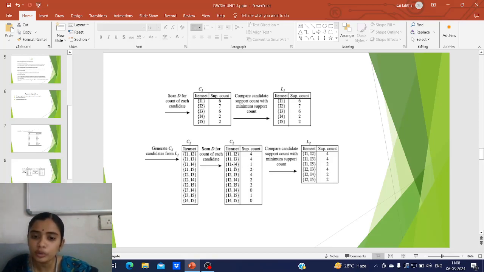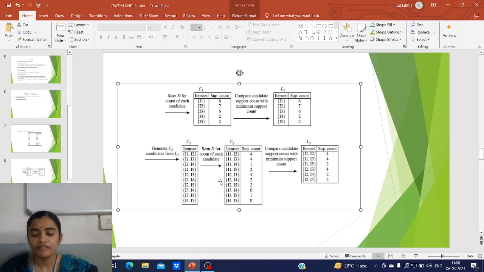Simply you have to prune these item sets, and whatever item sets satisfy the minimum support criteria, you have to put into the L2 frequent item set. So here I have to prune the I1, I4 item set, the I3, I4 item set, and the I3, I5 item set, and the I4 item set. So you have to do it like this.